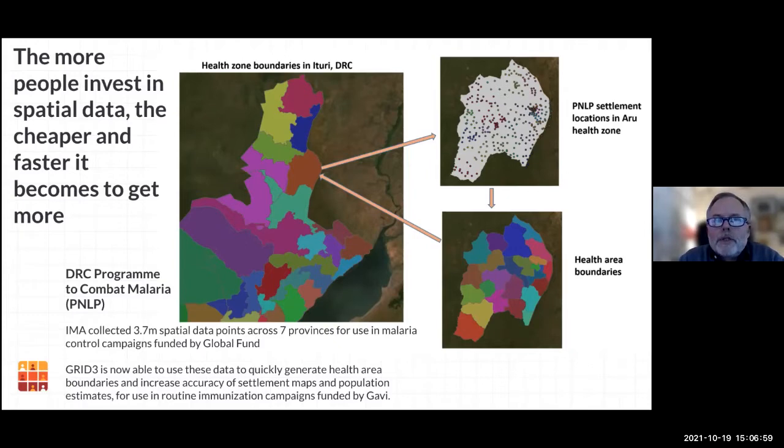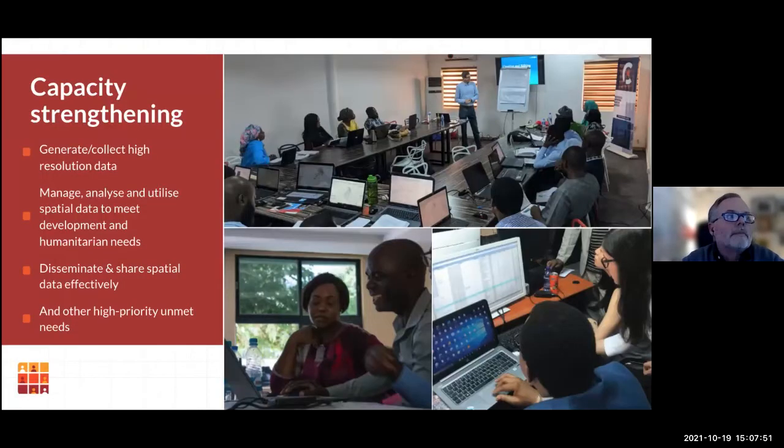For a malaria control campaign funded by the Global Fund, IMA collected very detailed household level geospatial data across 7 provinces, almost 4 million independent data points. And so now, thanks to a data sharing agreement, Grid 3 is starting to put those data to work for other purposes. It turns out to be a very quick, effective, accurate way to generate health area boundaries. And it's also an excellent source of information for validating and improving the accuracy of the settlement mapping methodologies and the population estimation methodologies.